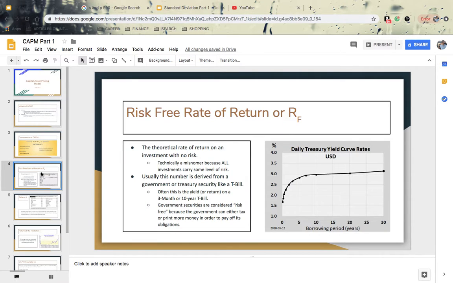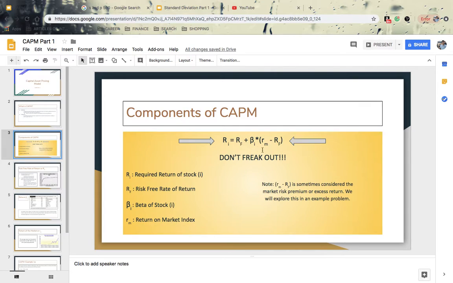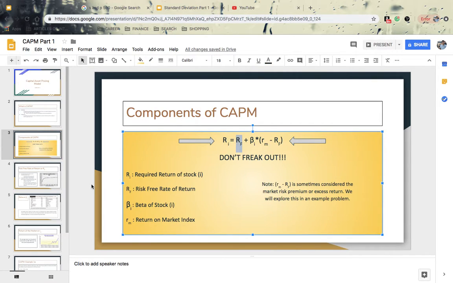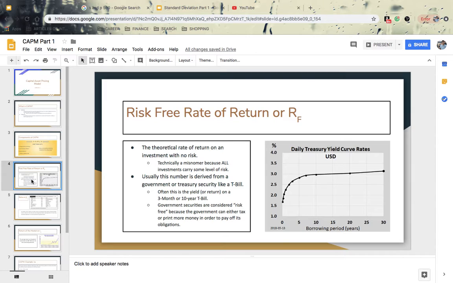The risk-free rate of return, which is one of the components of the CAPM formula, is this right here. The risk-free rate of return is the theoretical rate of return on an investment with no risk. Now, technically, this is a misnomer because all investments carry some level of risk, but there is a type of asset that you can invest in that is considered by finance people to be a risk-free investment. Usually this number comes from a government or treasury security like a T-bill.